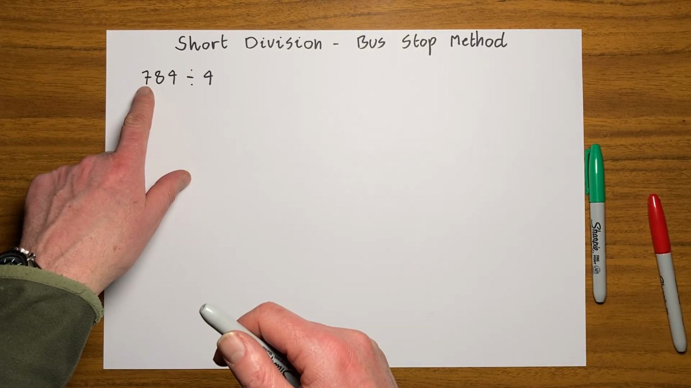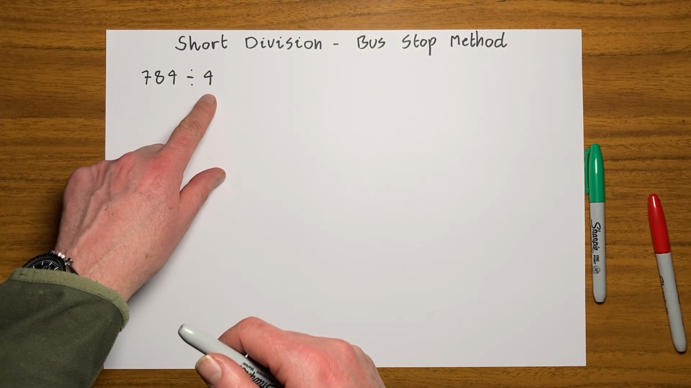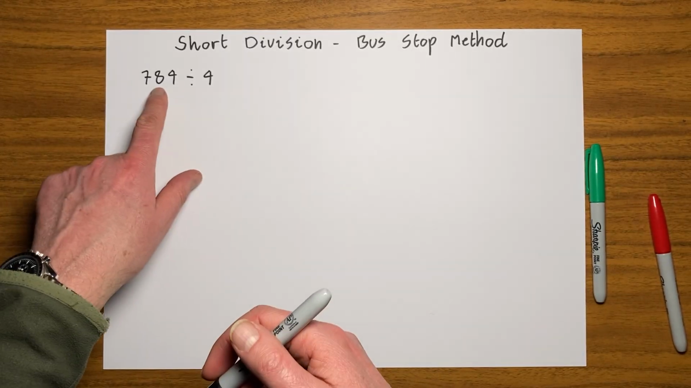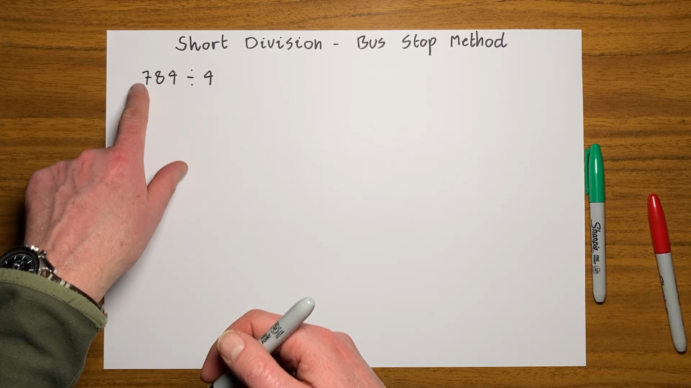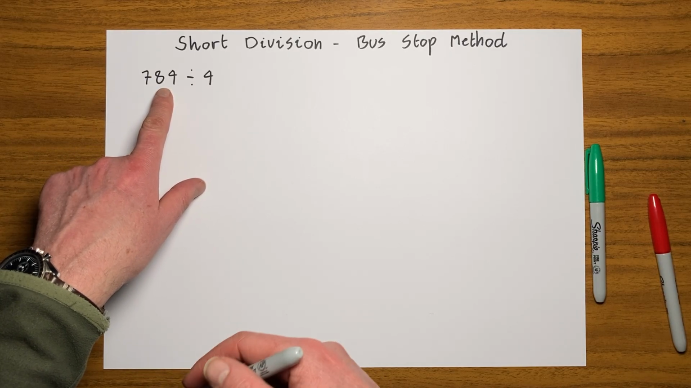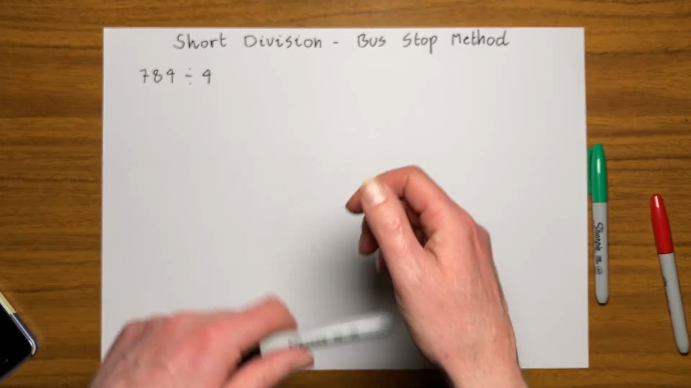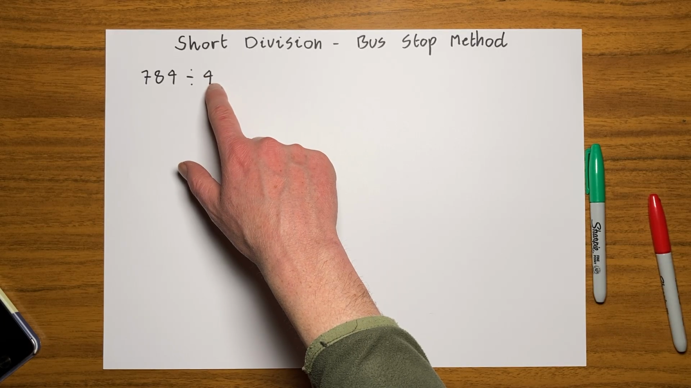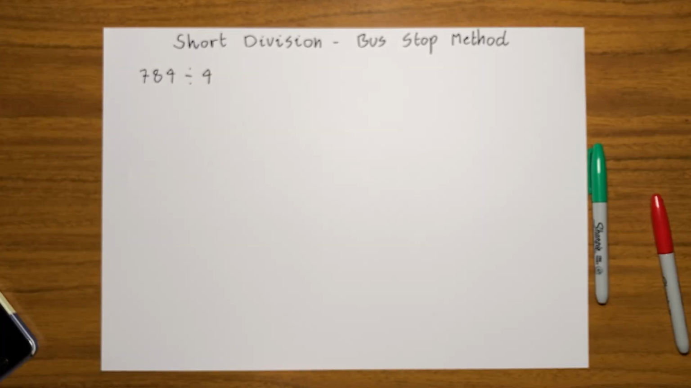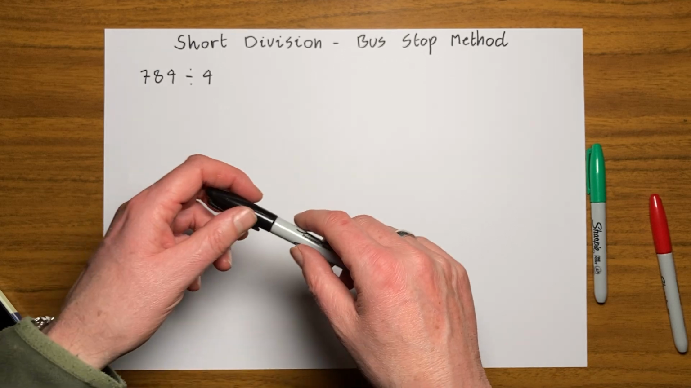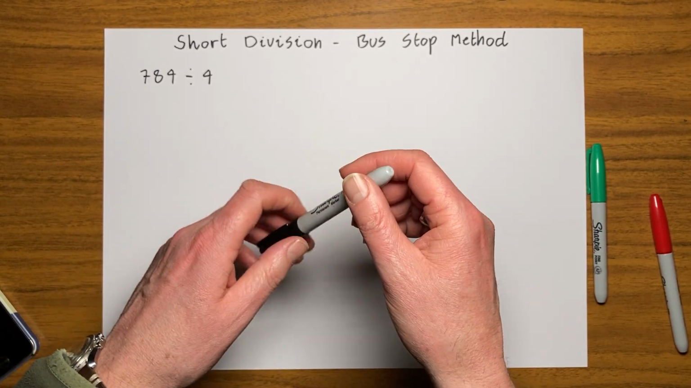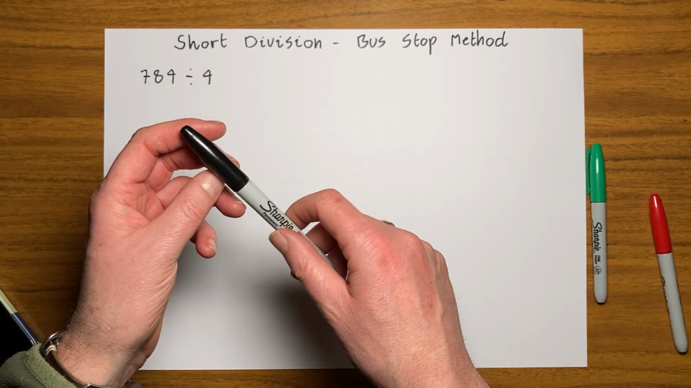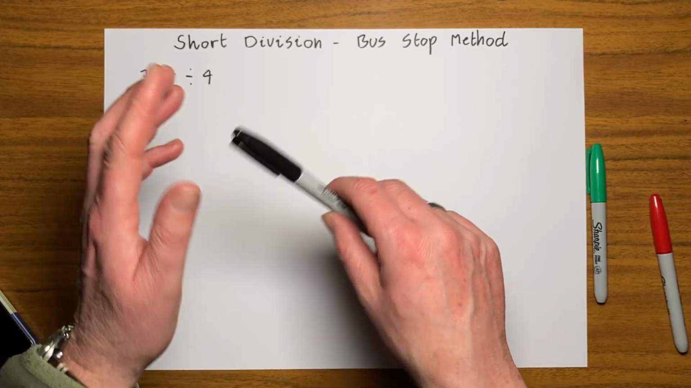I've written down here 784 divided by 4. So just remember that means 784 either split into 4 groups, as if you were sharing 784 sweets between 4 people, or it also means how many 4s are there in 784. It goes without saying that you need to know your times tables well to be able to do this. So make sure that your times tables are on top level. Let me show you how to do this.